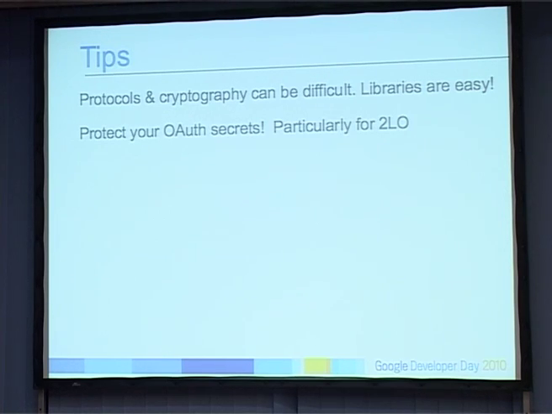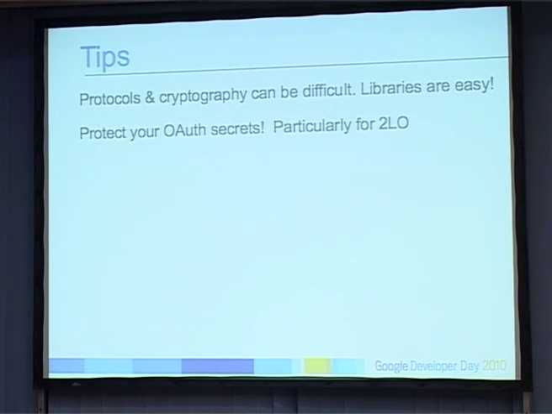The next point is to protect your OAuth secrets. This is true for the access tokens you get in three-legged OAuth. You should treat these as username and password. If you were, say, connecting to a database or a mail server, any system that you would be storing credentials for, you would want to treat these access tokens the same way.